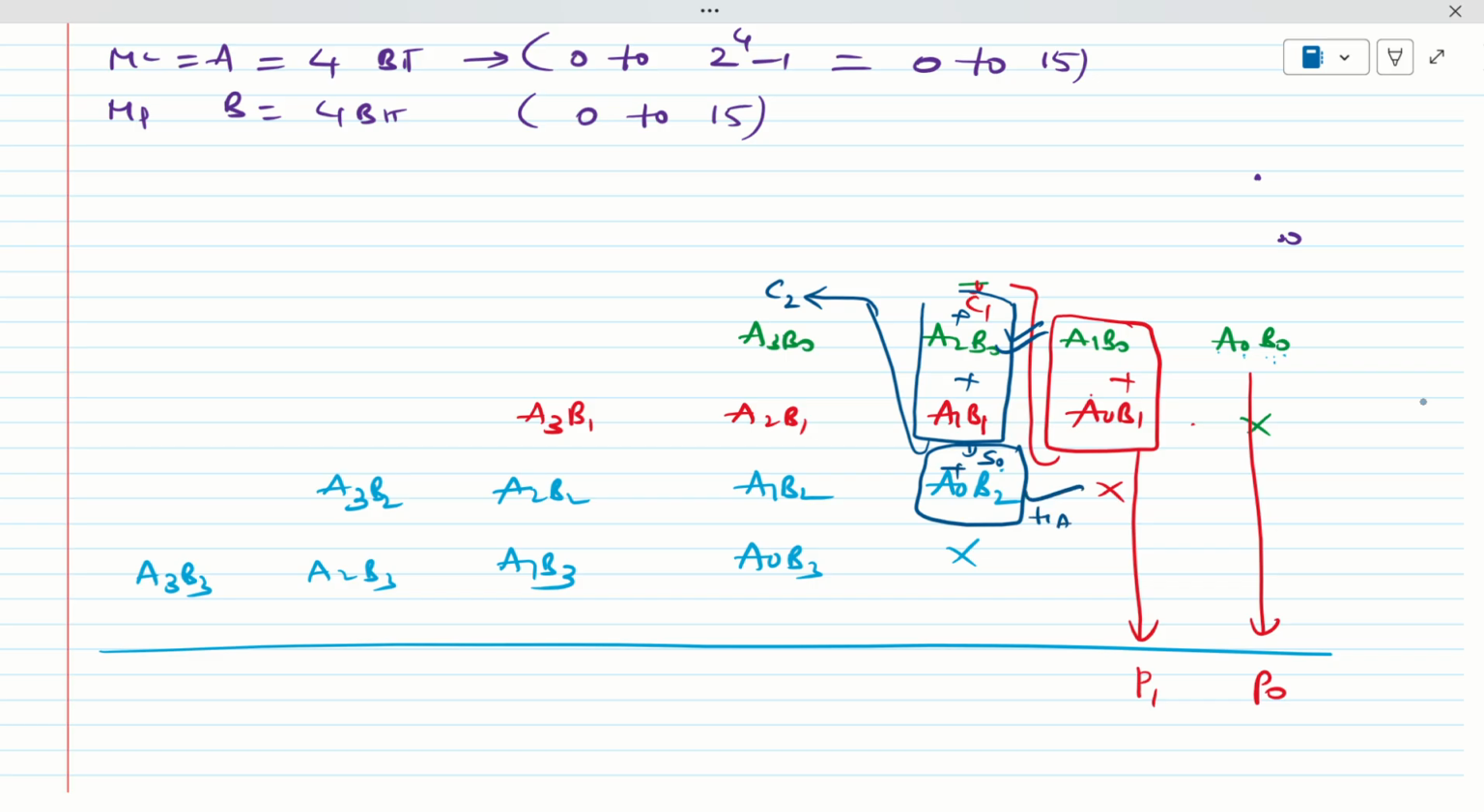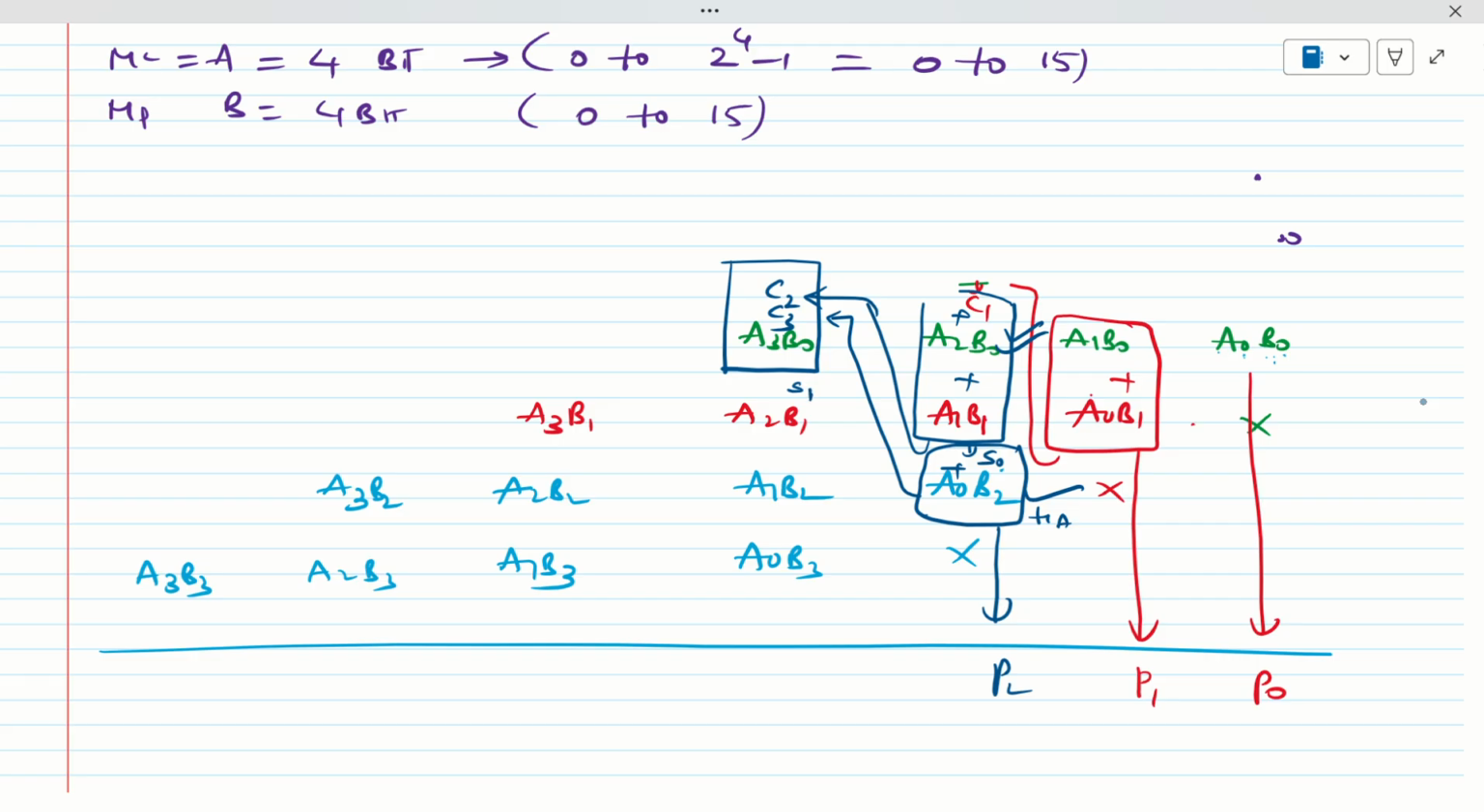So a single tick is nothing but a half adder. We will get the sum P2 and the carry is forwarded to the next column. Here, the C3. So how many terms are there? Come to here, 3 terms. This is called sum 1. We can use the full adder.